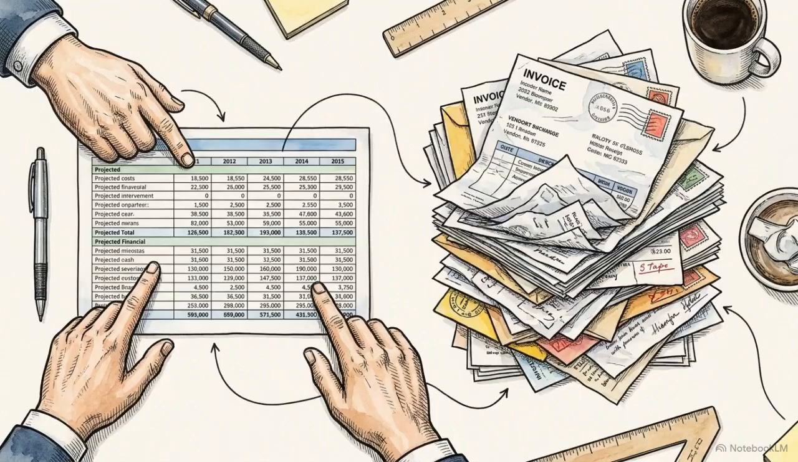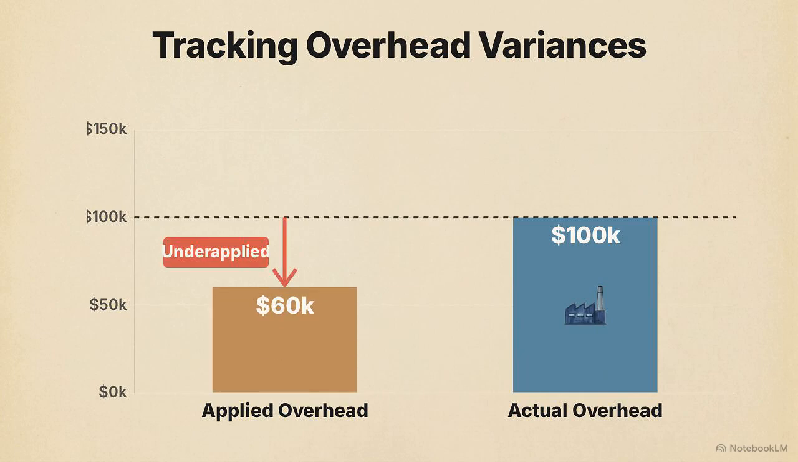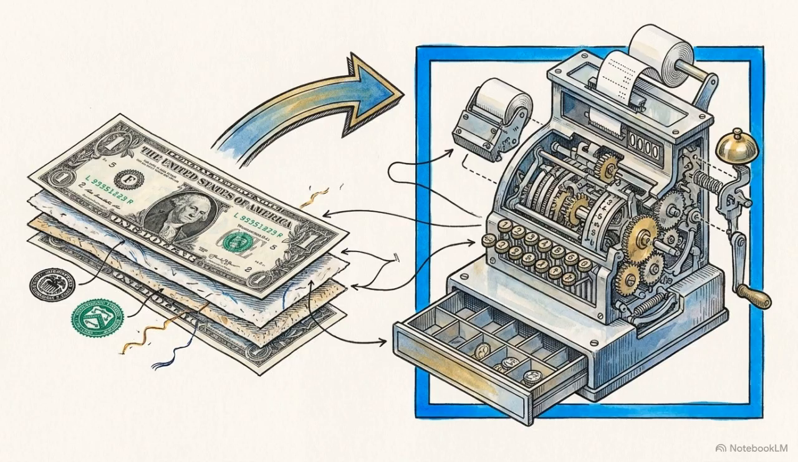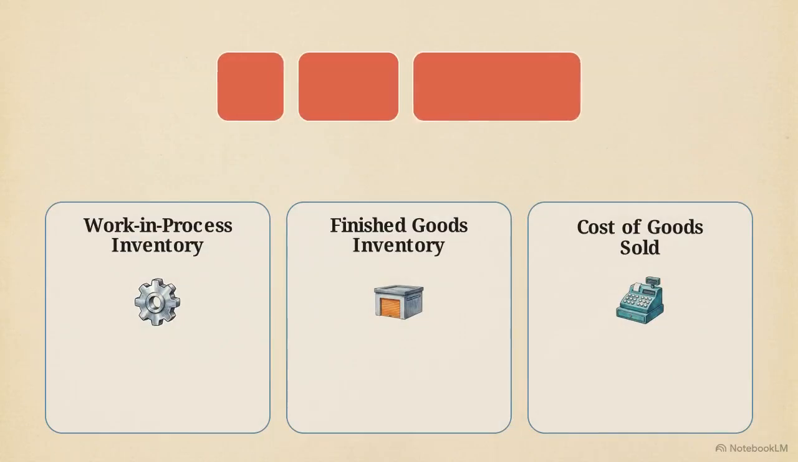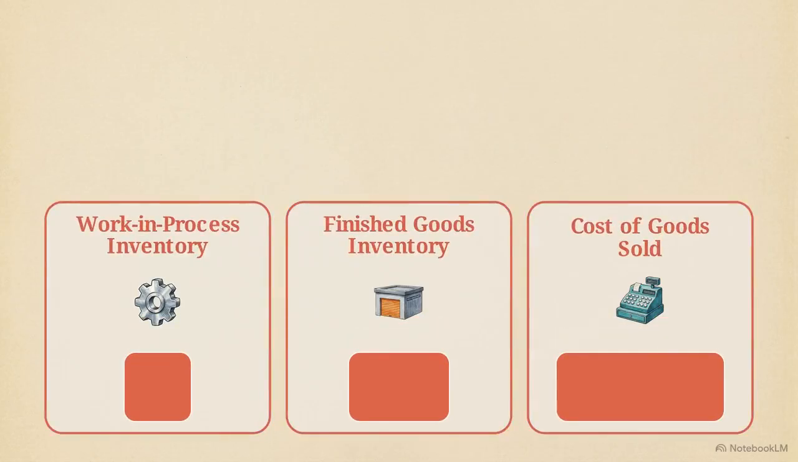This leaves one required piece of accounting maintenance. At the end of the period, we have to reconcile the estimated overhead applied to jobs with the actual overhead bills that finally arrived. Overhead is considered underapplied if the applied amount is less than the actual costs. It is overapplied if the applied amount exceeds the actual costs. If this variance is immaterial, just a small dollar amount, the difference is simply closed out directly to cost of goods sold. But if the difference is material, it must be prorated back across work in process, finished goods, and cost of goods sold to accurately restate reality.